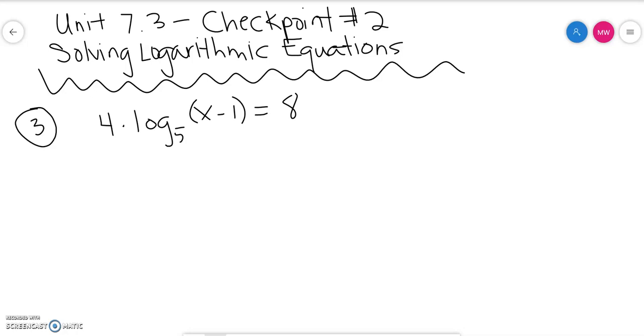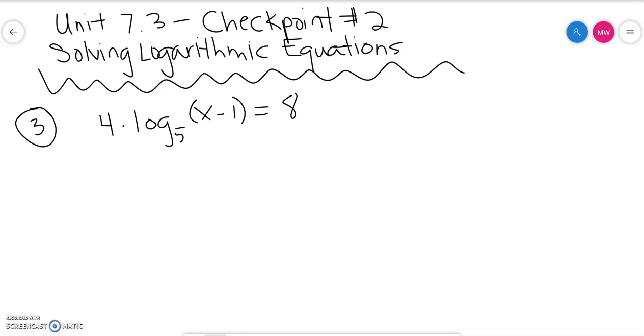Okay, so in Unit 7.3, we are solving exponential equations using logs, and we're also solving logarithmic equations using exponents. There were several people who had questions on checkpoint number 2, which is focused specifically on solving logarithmic equations. So I'm going to go through a couple of those problems and just kind of explain this step-by-step process.